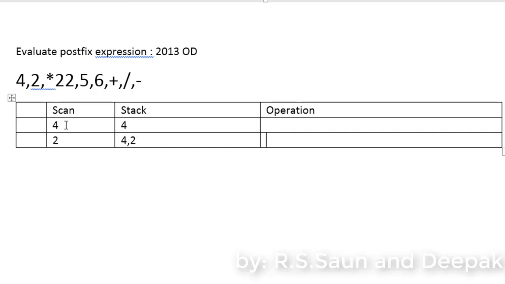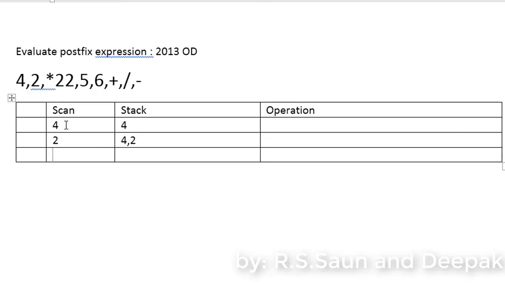Then we scan another element, that is multiply. Now we have an operator. An operator is a binary operator, so we have to pop 2 elements, 2 and 4. So 4 multiplied by 2 is equal to 8. Let's write pop 2, 4, and then 4 multiplied by 2 is equal to 8. See how I have written it.